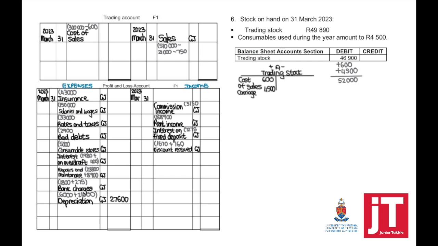Adjustment number 6, stock on hand on 31 March 2023. Trading stock, 49,890. Consumable stores used during the year amount to 4,500. So don't make the common mistake. Do not compare that figure with the balance in the pre-adjustment trial balance.